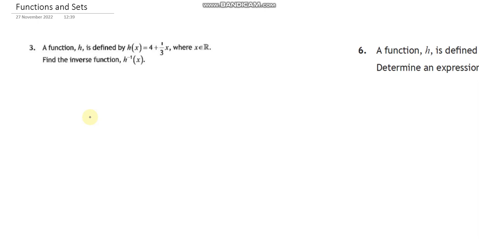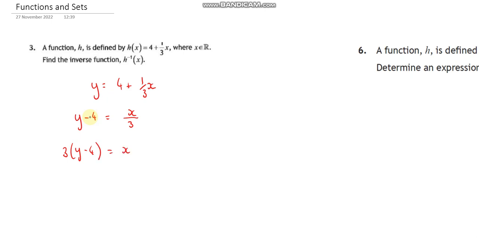The first thing you want to do is write it out as y is equal to 4 plus a third x. What we're doing is rearranging to make x the subject. So you're doing BODMAS in reverse. You'll say that y, take away 4, is equal to 1/3 x. Now that's the same, don't forget, as x over 3. Then you're saying that 3 times (y take away 4) is equal to x.